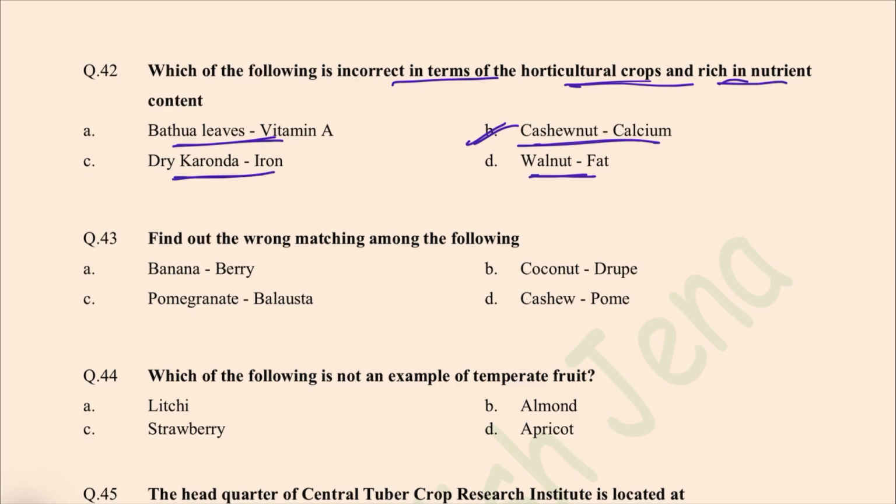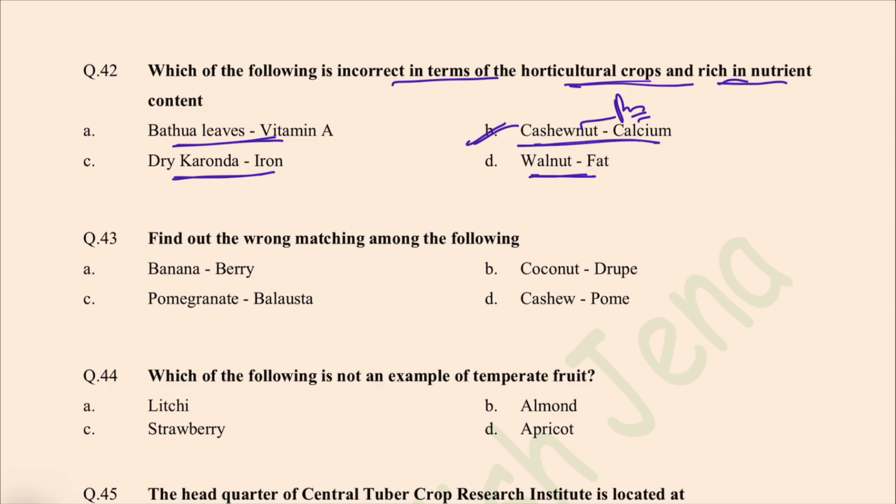Okay, Bathua, that's lamb's quarter or chenopodium, is rich in carotene or provitamin A. Dry coriander is famous for its iron content. Walnut has high fat content, especially omega-3 fatty acid. Cashew nut is a good source of protein, not calcium. Okay.